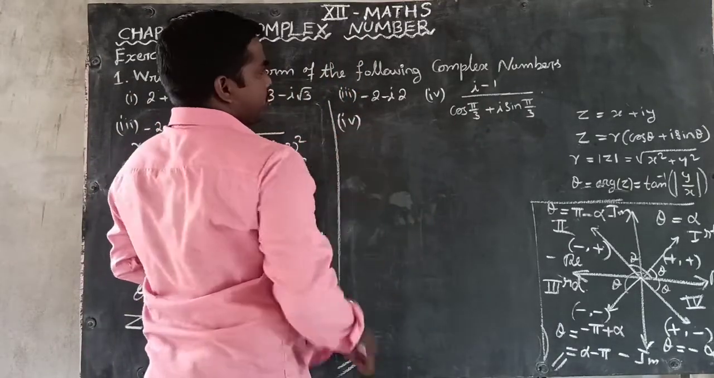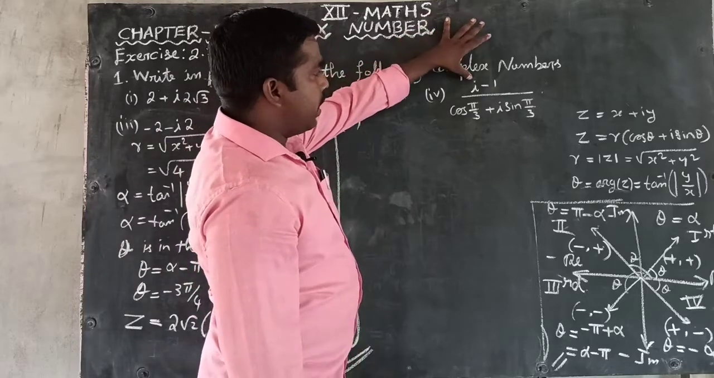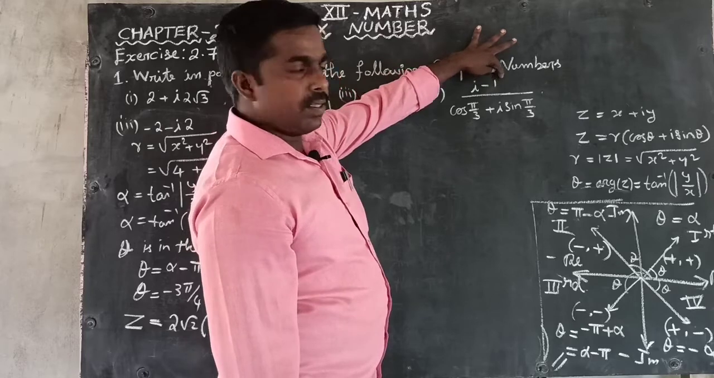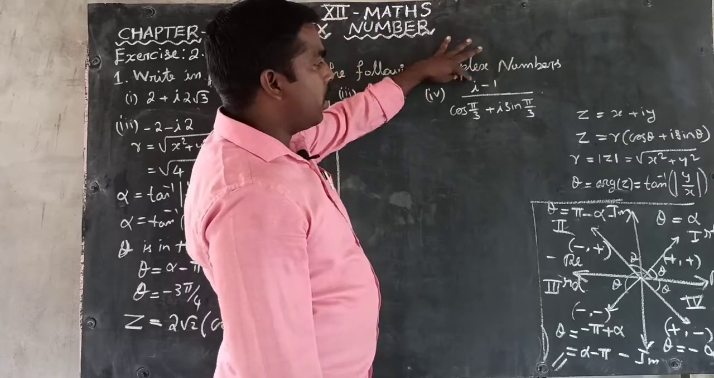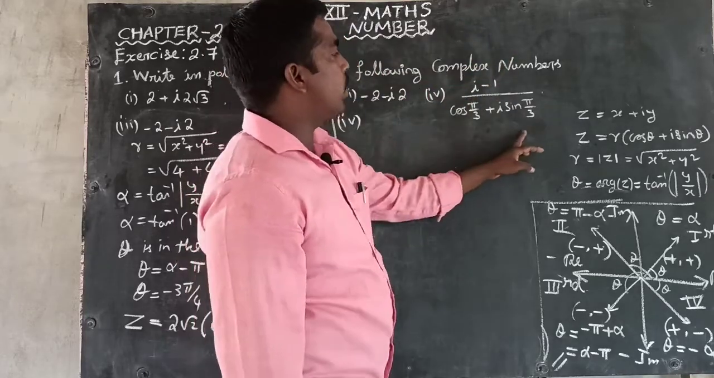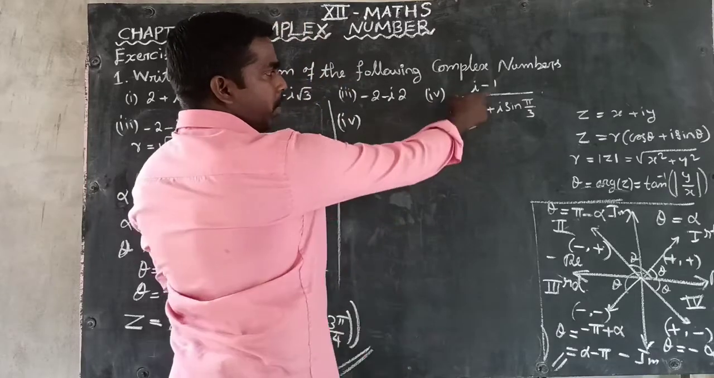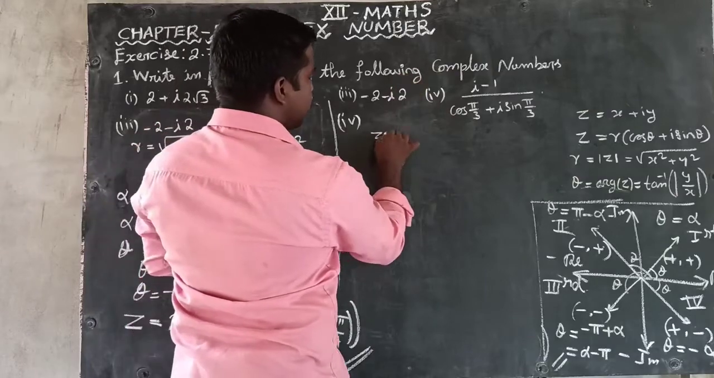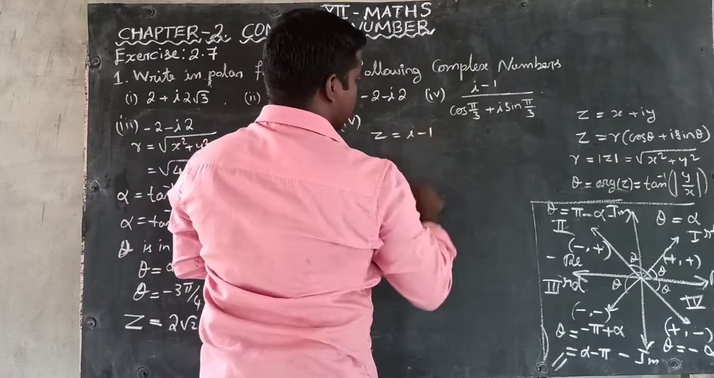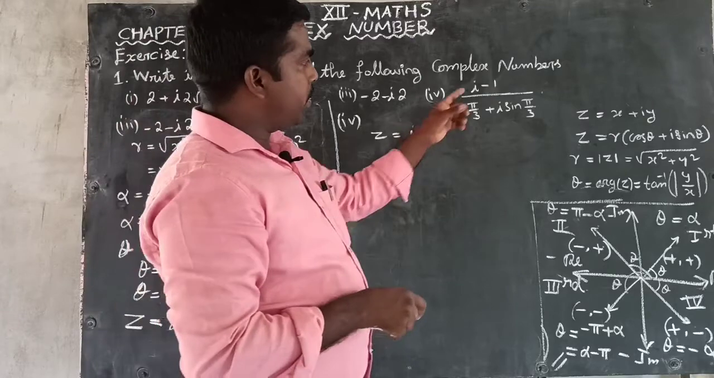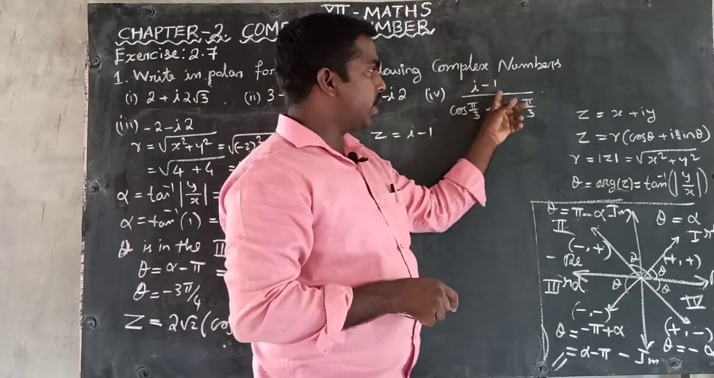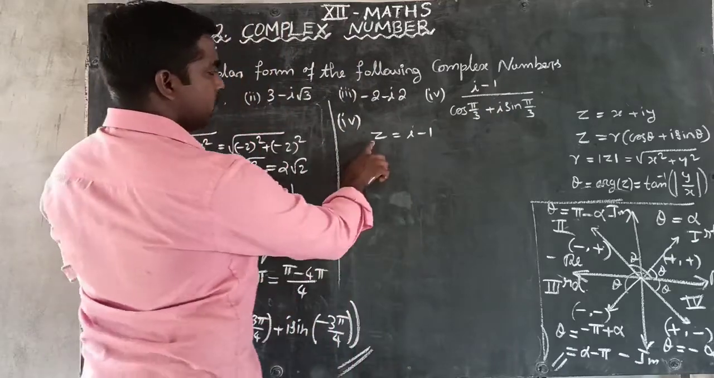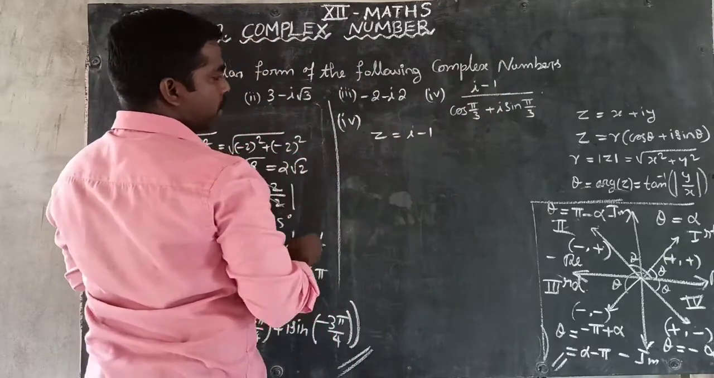In the fourth one, here in the numerator we have i minus 1. This is rectangular form. In the denominator we already have polar form. So now I am going to take the numerator only. Numerator only, z is equal to i minus 1. First I am going to find the polar form for the numerator, and finally I am going to divide. Okay, so first z is equal to i minus 1.